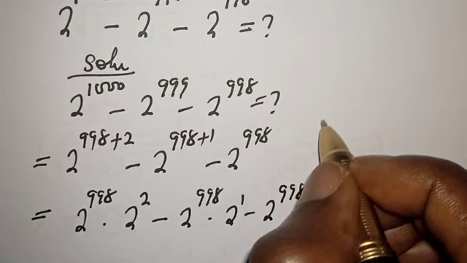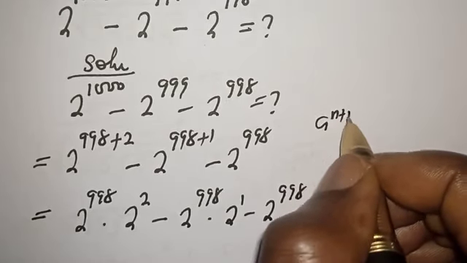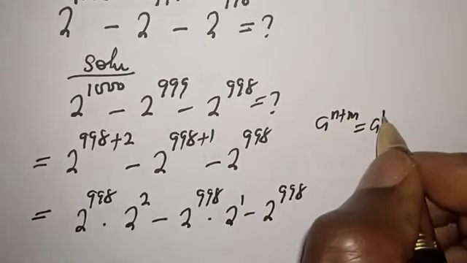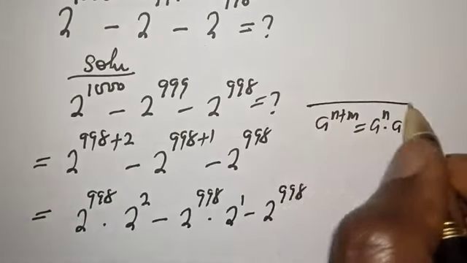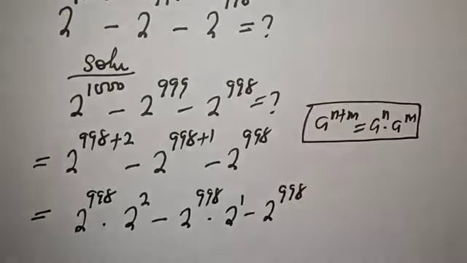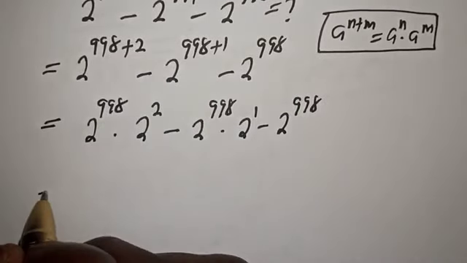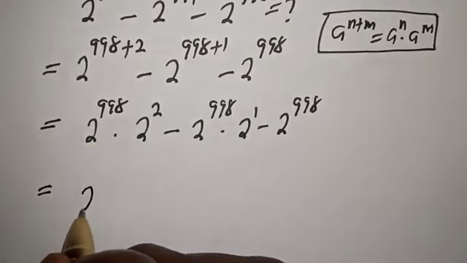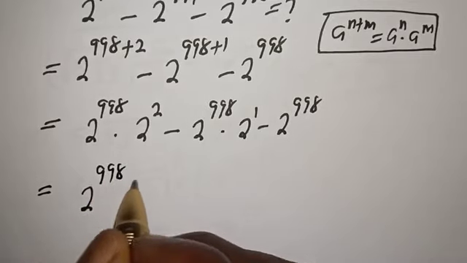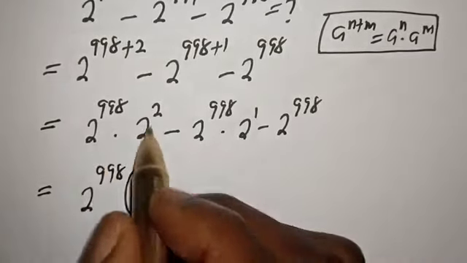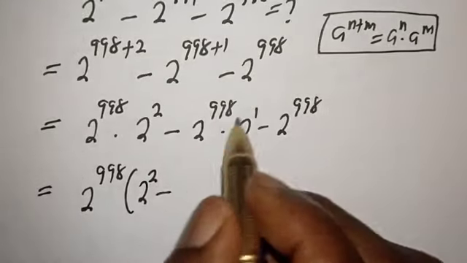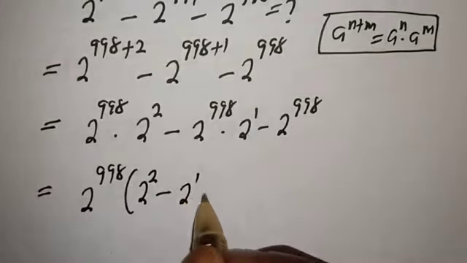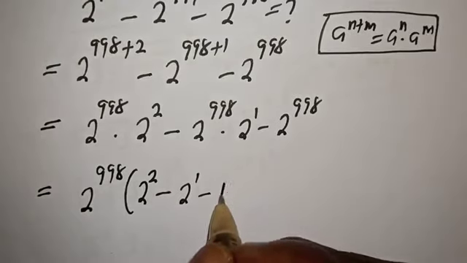That is, if you have a raised to power n plus m, this is equal to a raised to power n multiplied by a raised to power m. So 2 raised to power 998 is common. Let's bring it out. If you divide this by this, we have 2 square minus, if you divide this by this, we have 2 raised to power 1 minus, if you divide this by this, we have 1.